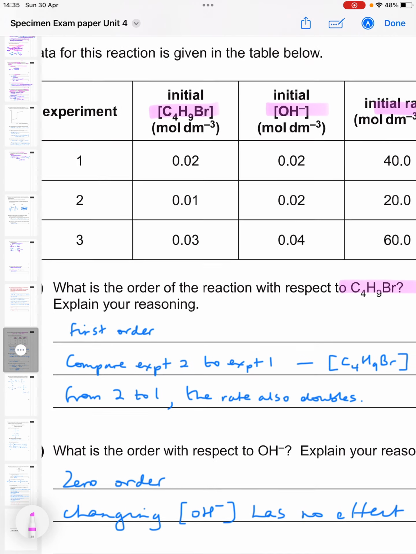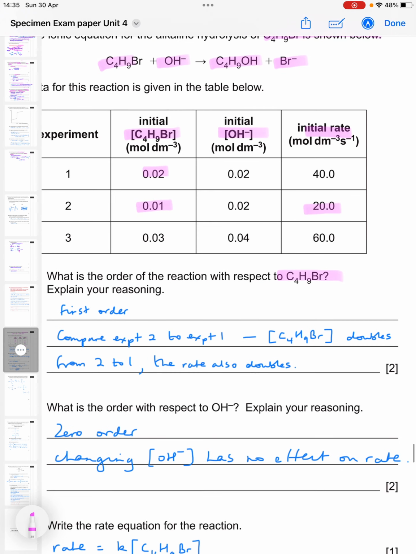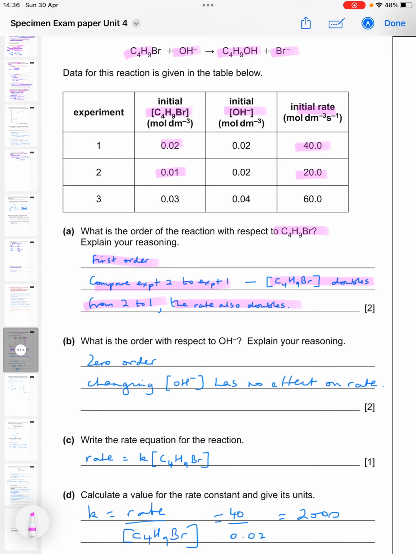So first of all, what's the order of the reaction with respect to the bromobutane? So you see here, if we go from number 2 to number 1, the concentration's doubling, and we're going from 20 to 40, so that's doubling as well. So using that one, it's first order, and I've just said comparing experiment 2 to experiment 1, the concentration doubles from 2 to 1, and the rate also doubles.